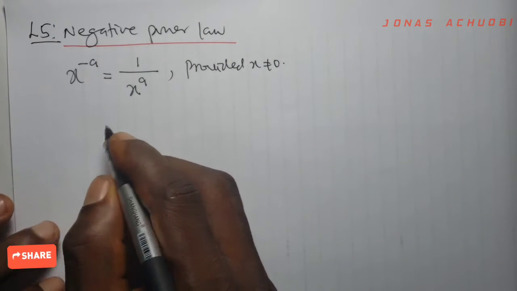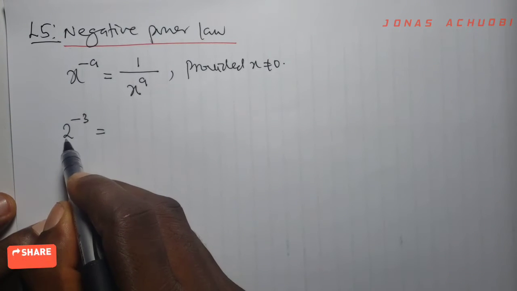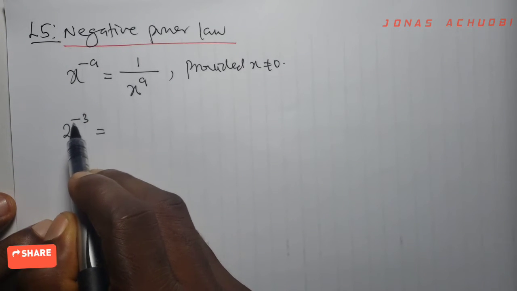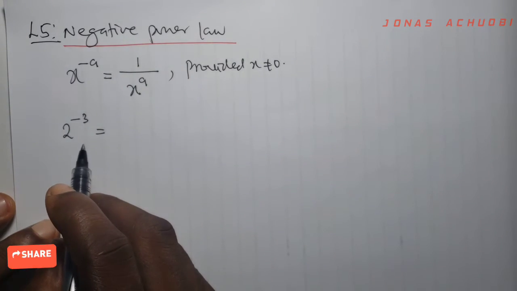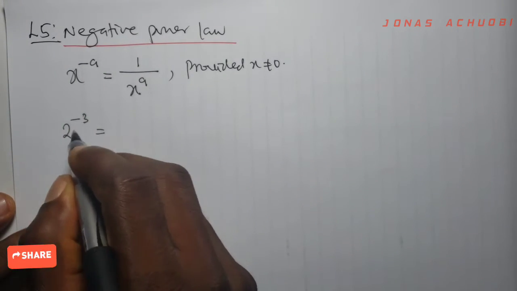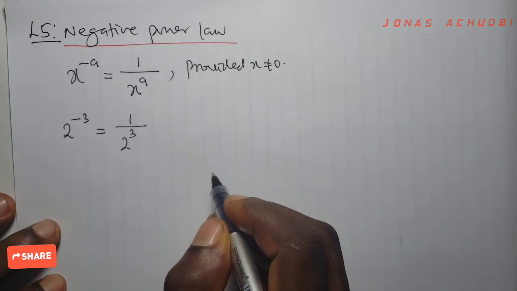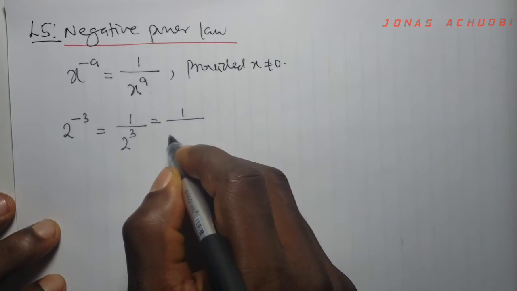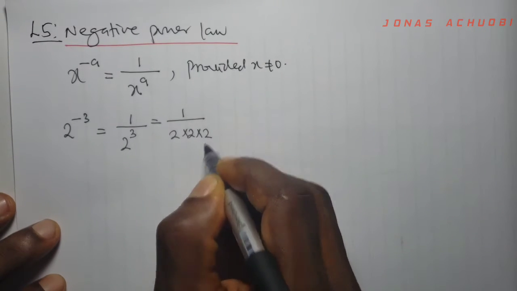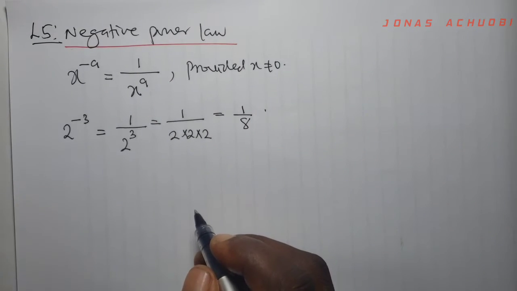For instance, if we have 2 raised to the power minus 3, here the base is 2 and the power is minus 3, which is negative. So we'll now apply the negative power law here. By this law, we can write this as 1 divided by 2 raised to the power 3, which is equal to 1 divided by 2 times 2 times 2. And that is 1 all over what?